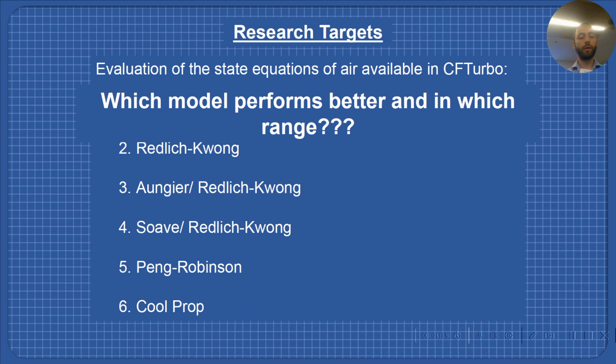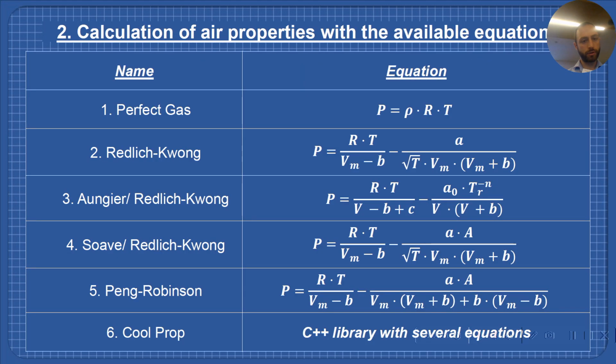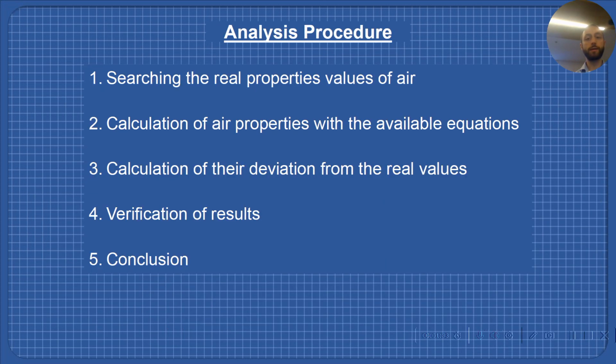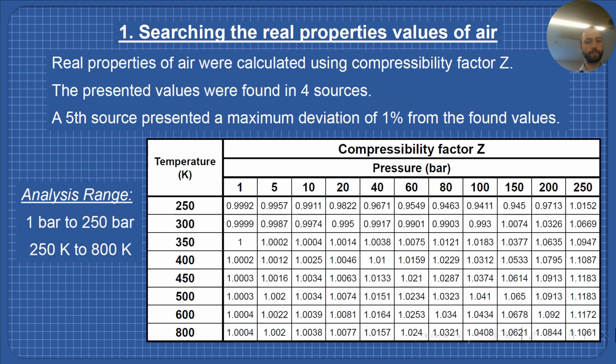So we realized this analysis. The 6 models that are available in SafeTurbo are shown here, and so we started to perform the analysis. The steps for the analysis were to find the real values of air in order to compare with the results of the models. Then we use the models to calculate the properties of air. Then we calculate the deviation of each model from the real properties. We verified the results, and then we came to the final conclusions.